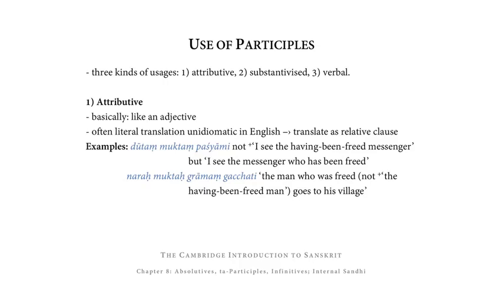And what we've just done there is taken the participle and translated it as a relative clause. Another example, Narach muktach grama gaccheti. Gaccheti means he goes. Who goes? Narach is the subject, the man goes. Narach is described as muktach, meaning having been freed, and he goes grama, to his village or to the village. So literally this is the having been freed man goes to his village. Again, not very idiomatic, and it's much better to translate this as the man who was freed goes to his village.